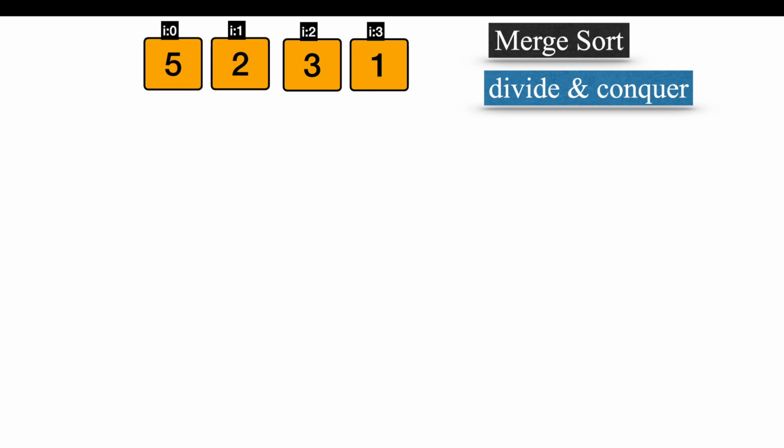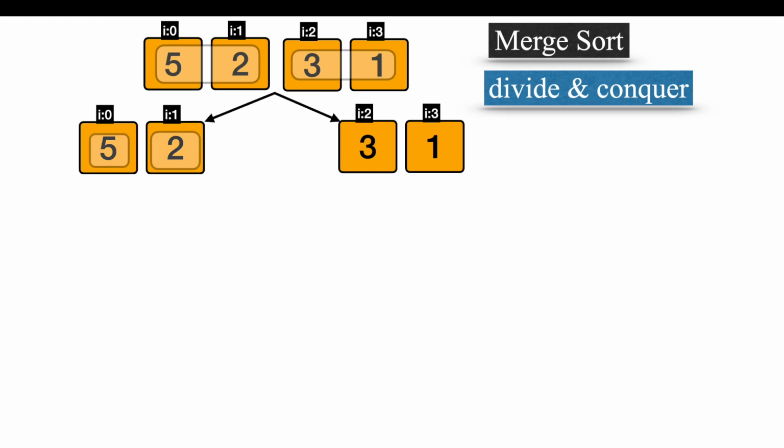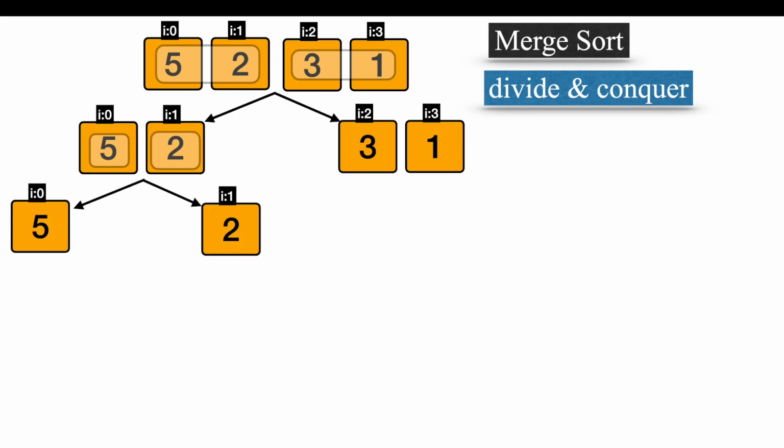You will be given an array of length 4 which can be divided into two equal subarrays, where the left subarray contains 5 2, and the right subarray contains 3 1. So first we solve the left subarray, then we move on to the right subarray. Now the left subarray can be further divided into two subarrays, which are 5 and 2. Now we cannot divide the subarrays any further, so it's time to apply conquer.